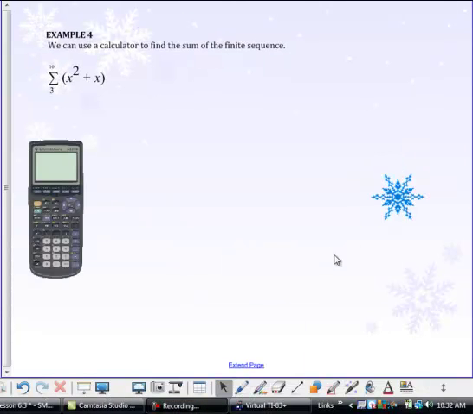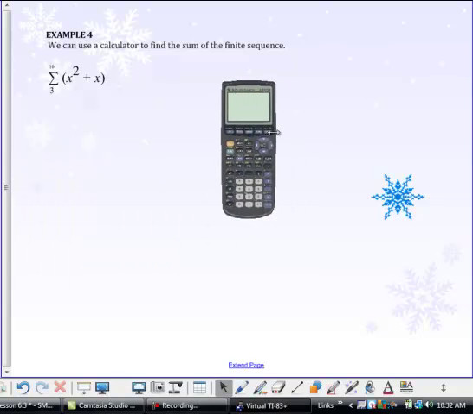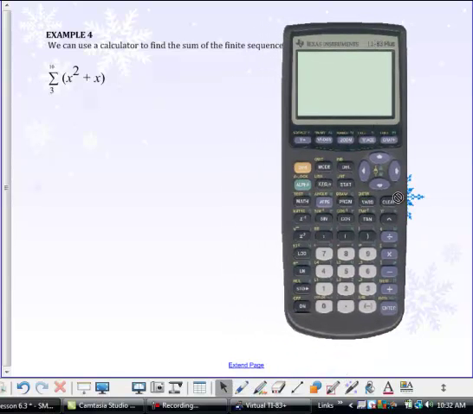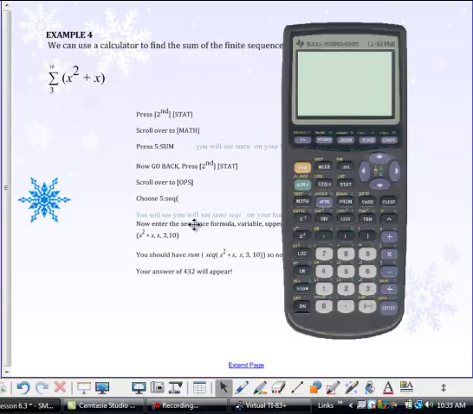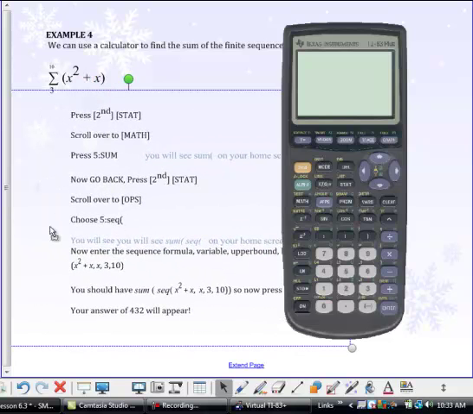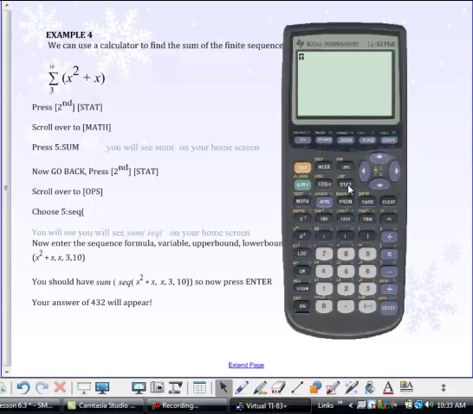Okay, on the last one, we can use a calculator to find the sum of this finite sequence. So, Mr. Rude, who had to leave the room for a second, just gave me this handy-dandy calculator for my computer, and we're going to go through the steps. So here are the steps written out. All right, first thing we're going to do is press second function stat. So let's turn this calculator on, press second function stat.